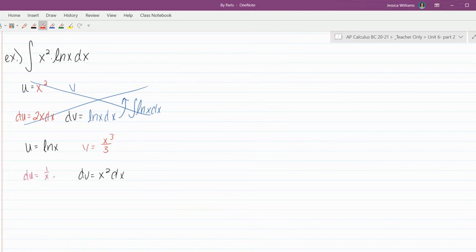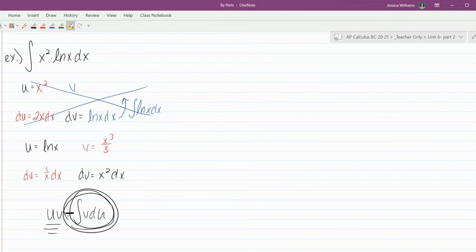Du is 1 over x. And then if you've got that voodoo in your head, it's uv minus the integral of v du. This is the chunk that you're worried about. uv can be as ugly as it wants to be. It doesn't matter. You're done with it. But I have to go integrate v times du. So if I put these two things together, can I take their integral?